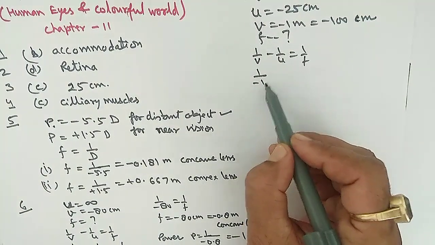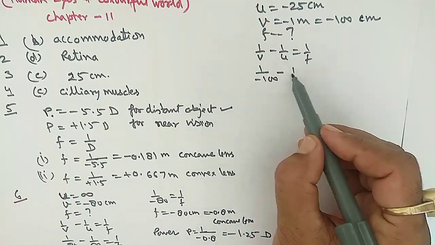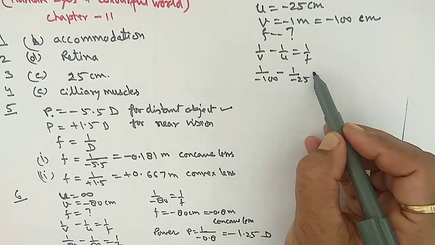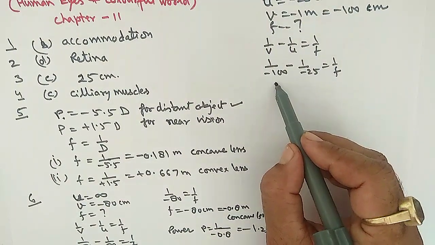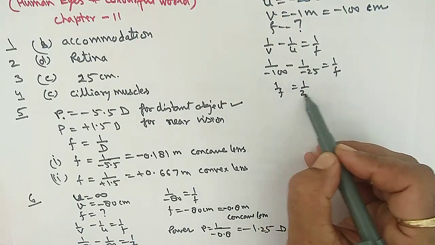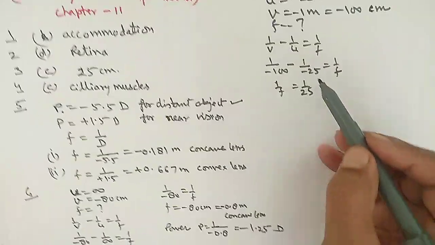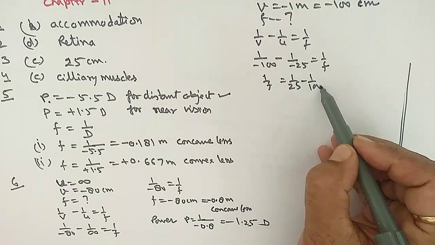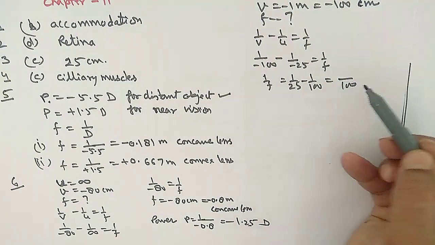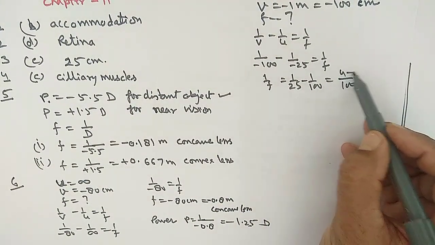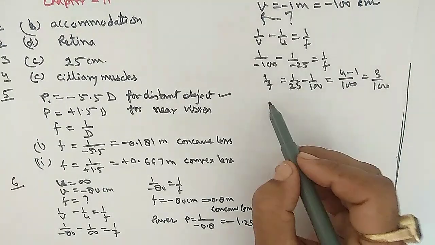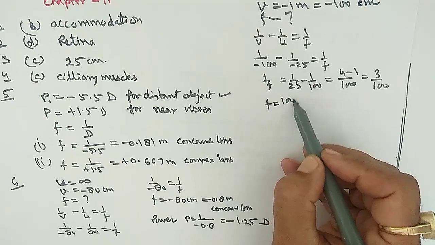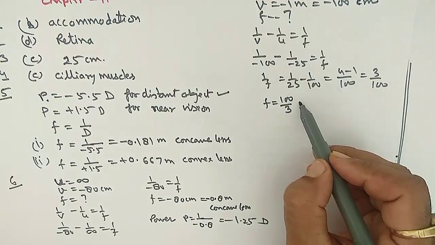So using the lens formula, 1 upon V minus 1 upon U is equal to 1 upon F. 1 upon minus 100 minus 1 upon minus 25 is equal to 1 upon F. So 1 upon F is equal to 1 upon 25 minus 1 upon 100. Take the LCM 100. So it is 4 minus 1, that is 3 upon 100. So F is equal to 100 upon 3 meter.